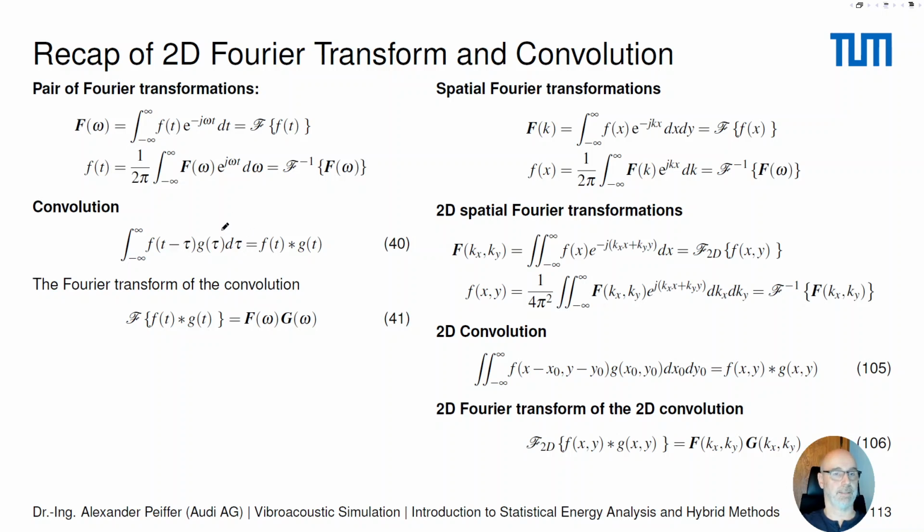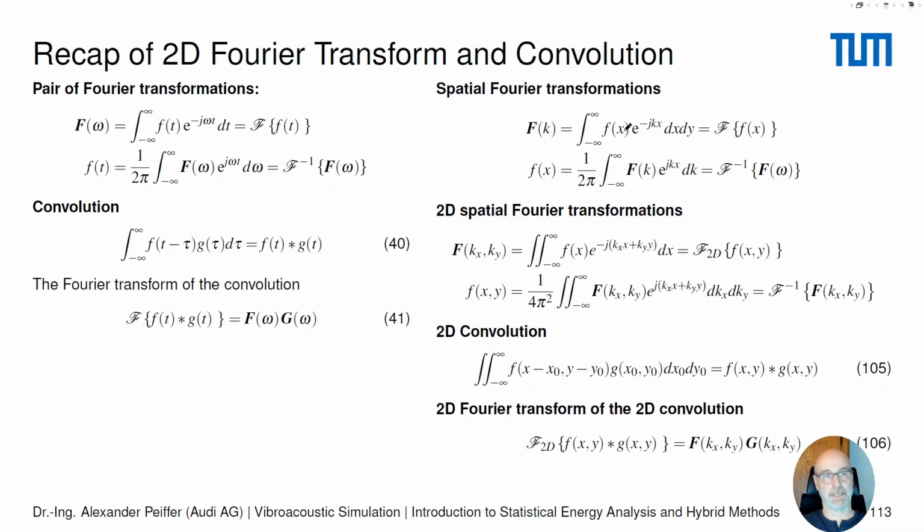Very important is the impact of the Fourier transform on the convolution. What I'm talking about is, if I take the Fourier transform of a convolution, it corresponds to the product of the Fourier transform of each single function. So a convolution is a very complicated term that becomes very simple in the frequency domain.